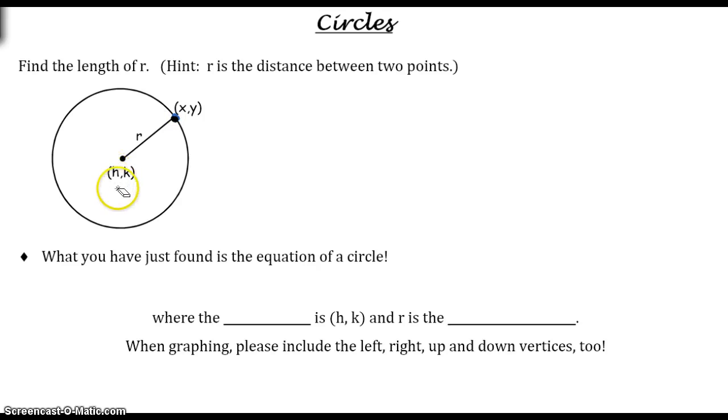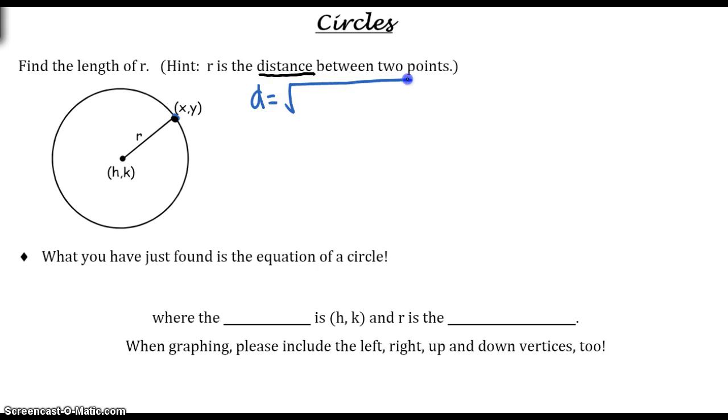We're going to label this HK because we don't really know the coordinates. And then we'll label this as X and Y. Now from the center to the edge, that's called your radius, right? Now, if we need to find the distance from HK to XY, we would have to think about using the distance formula. I don't know if you remember that or not, so I'm going to write it down.